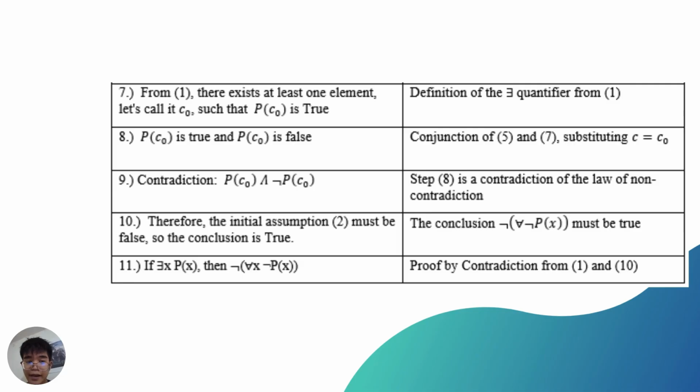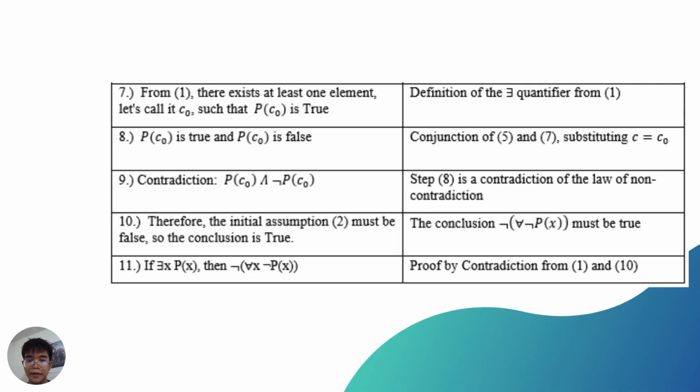And in statement 10, we can conclude that the initial assumption 2 must be false, so the conclusion is true. Since the assumption that the conclusion was false led to a contradiction, a logical impossibility, the assumption must be false. Therefore, the original conclusion must be true.